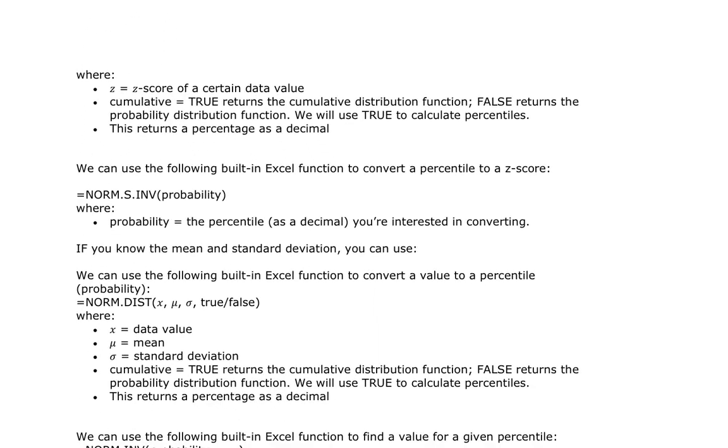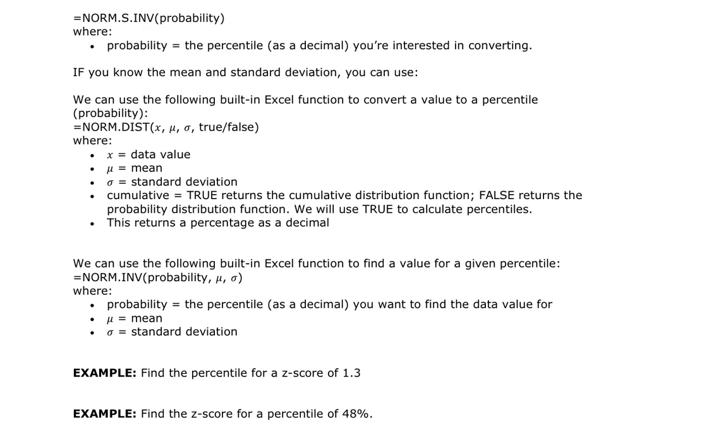If I don't know whether or not it's a standard normal distribution, or it just tells me it's not, or it tells me my mean is something other than 0, then I'm going to use the normal distribution. With a normal distribution, I will need the piece of data I'm interested in. I will need the mean for that data set. I will need my standard deviation for that data set, and then I'll make a decision whether or not I have true or false. Cumulative returns the area to the left by default. False returns a probability density function. We will typically use true to calculate percentiles of what we are interested in.